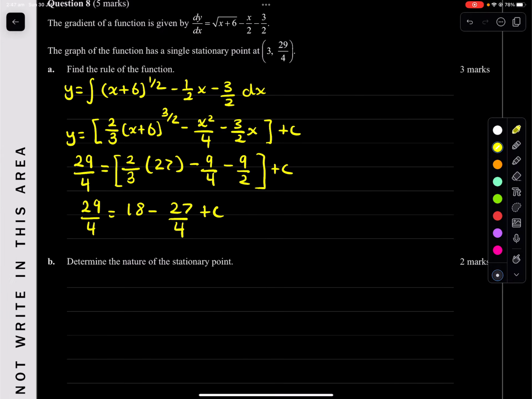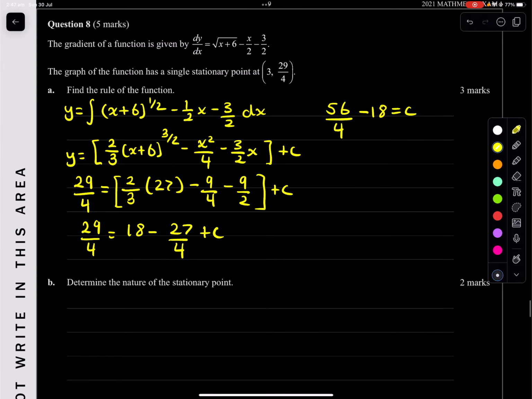Coming over here, we can say 29 plus 27, so 29 plus 27 will be 56 over 4 minus 18 equals c. And so that'll be, what's 18 times 4, so 8, 16, 24, 32, so 72. So we're saying 56 minus 72 is, if I'm not mistaken, negative 16, so negative 16 over 4, so negative 4. So your c value is negative 4. Okay. So your c value over here is negative 4.